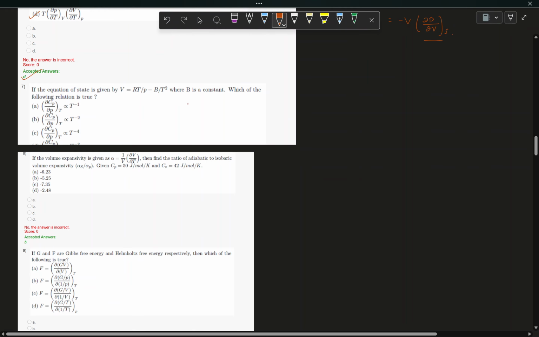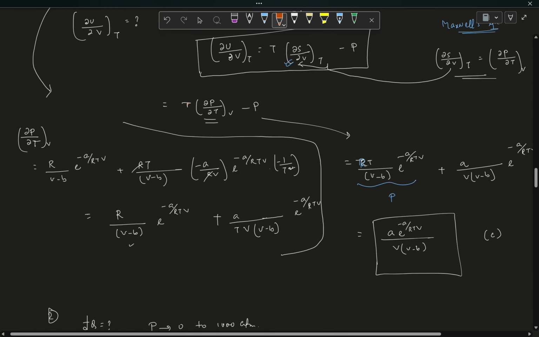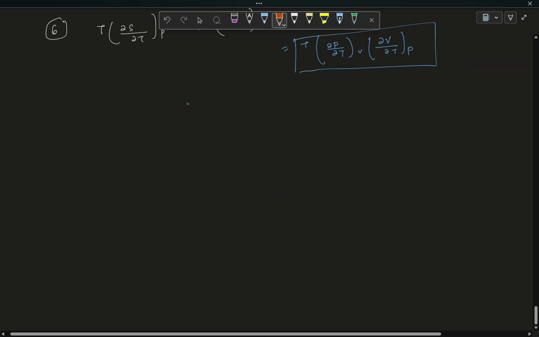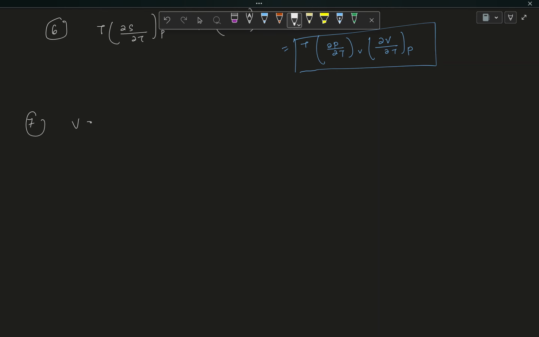Now question number 7 is, if the equation of state is given by some V related to T and P variables where B is a constant, then which of the following relations is true? Okay, so question number 7 it is. So 7 is P is equal to RT by V minus B by T square, right?